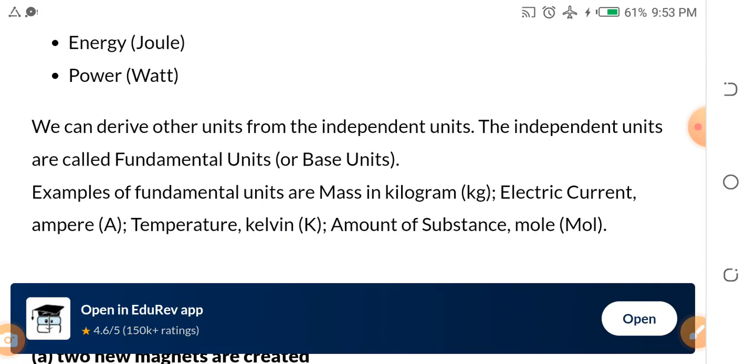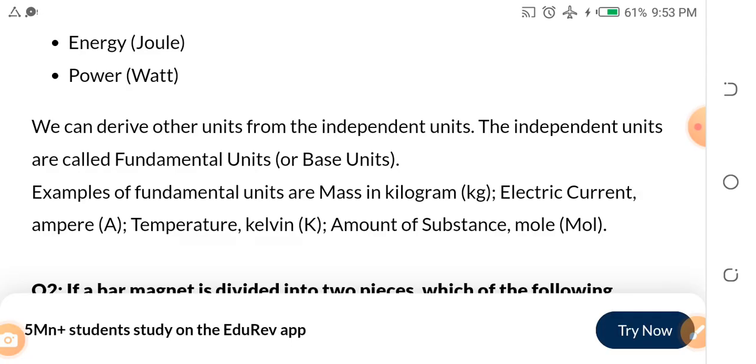We can derive other units from the independent units. So we have independent units and derived units. I hope you are following. I hope you are learning.